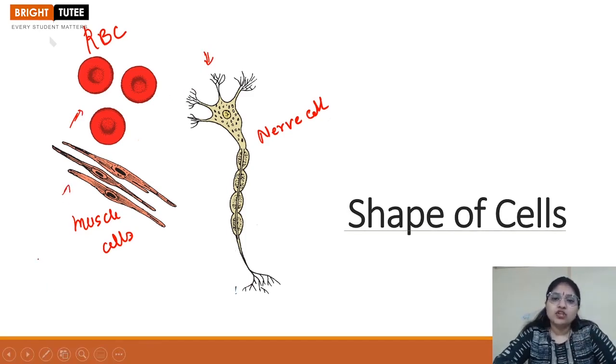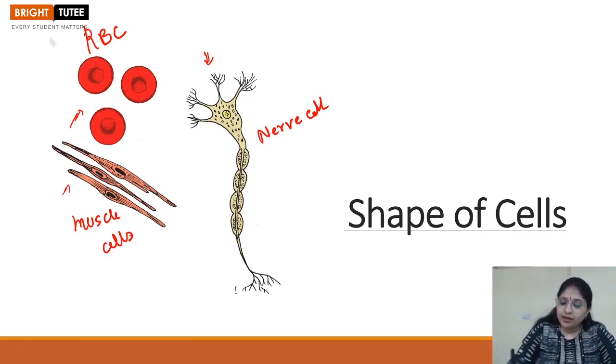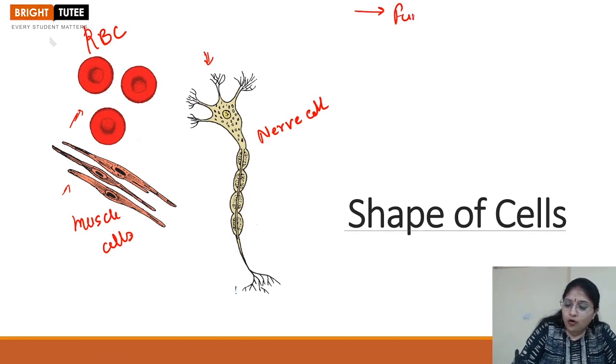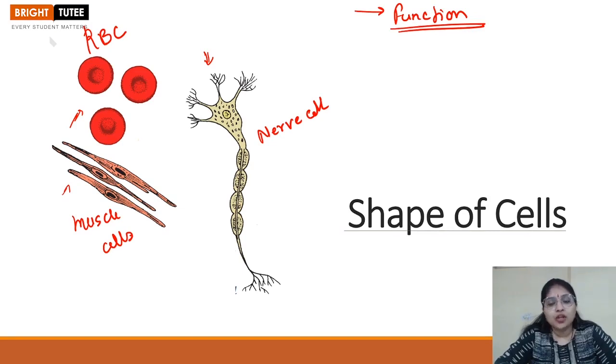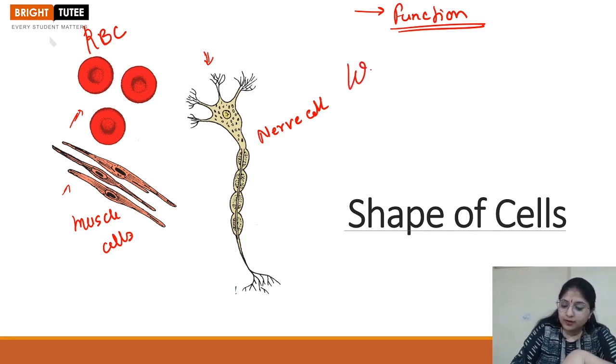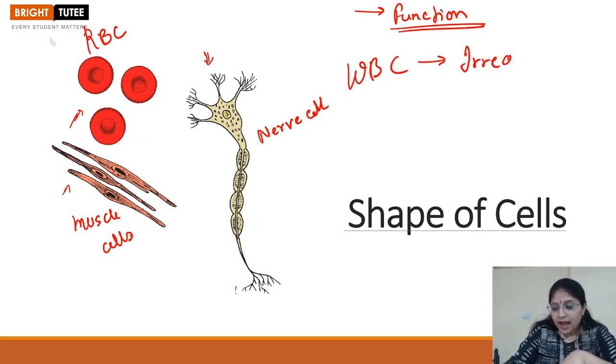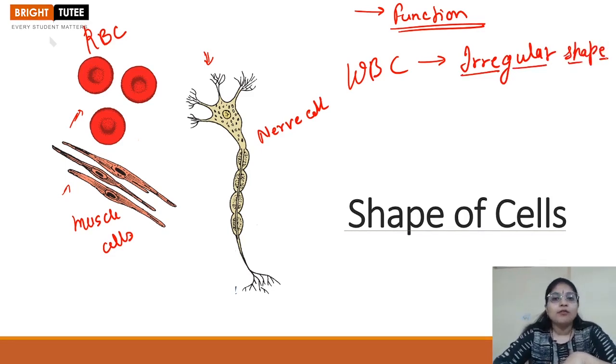On what factors does the shape of a particular cell depend? The very first thing is the function of the cell, right? What kind of function the cell performs determines the kind of shape it has. Now, if we take an example of an irregular shape, like when we were talking about amoeba, a unicellular organism which was complete in itself, it had an irregular shape. In human beings, WBC, the white blood cells, have an irregular shape. You have already studied WBC in your previous class, and you've seen that they have a very important role in the case of immunity, right?